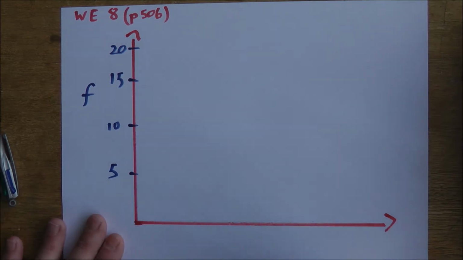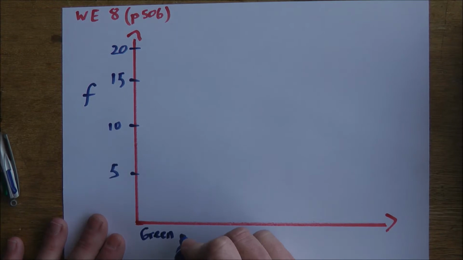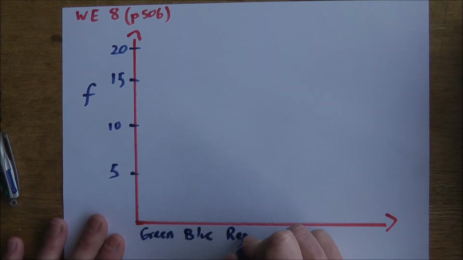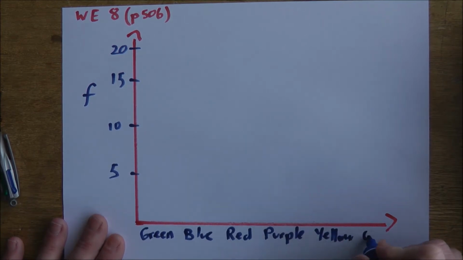Now, on my horizontal axis is the actual categories that I'm dealing with, so I'll just write them straight off the data table. We had green, blue, red, purple, yellow, orange.